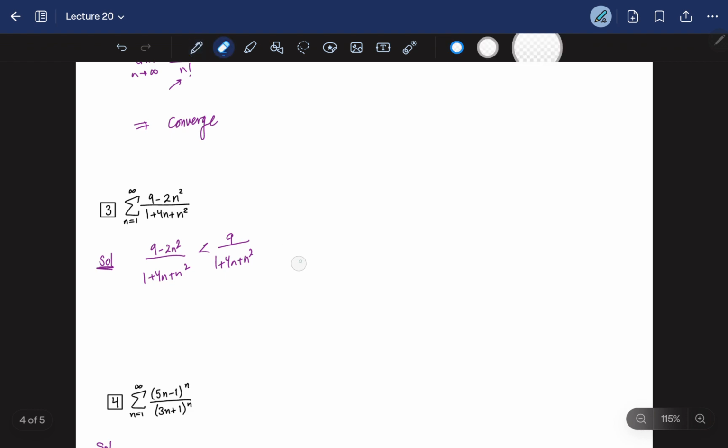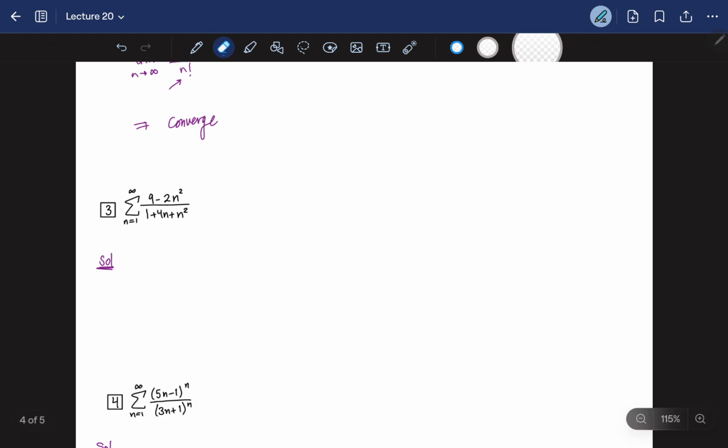What could work is, oh, I can get rid of the 1 and I can get rid of n squared. So this is less than 9 over 4n. Now, although this inequality holds, and this series is a harmonic series which diverges, using the comparison test, it doesn't tell me anything about the series that I started with. So that's why the comparison test here does not work. So if that does not work, I go directly to the divergence test.